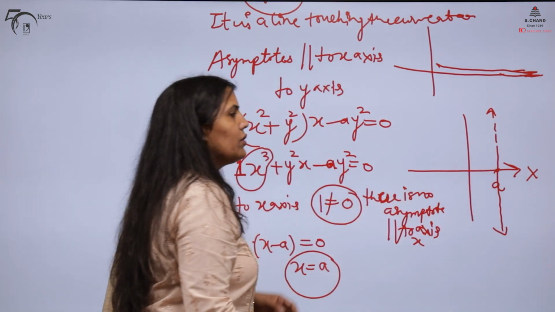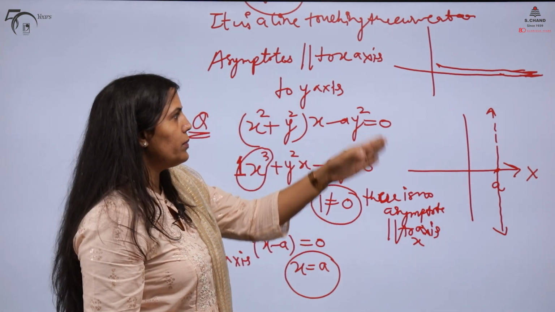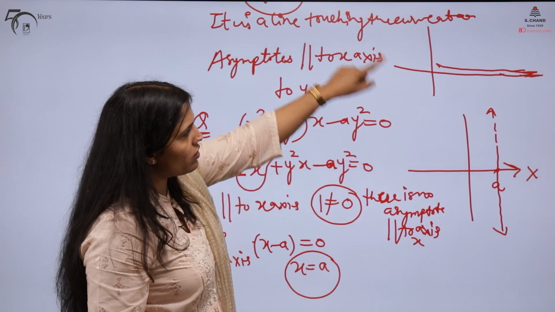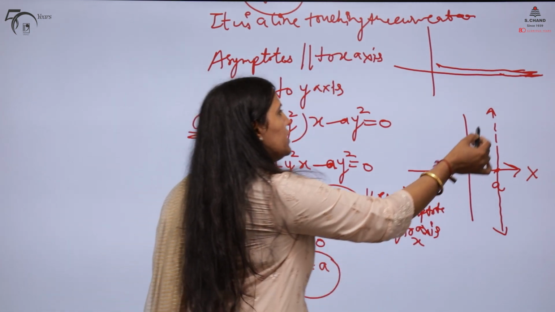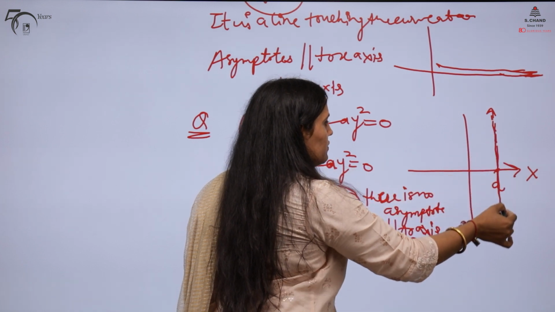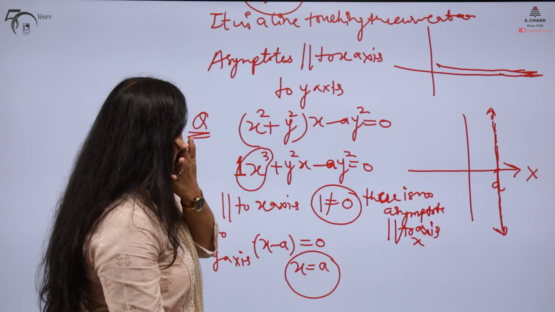It means this line will go with the curve till infinity and it will not be touching. It will just go near the curve till infinity. That is the point. It will not be touching. So x equal to a is the asymptote in this case.